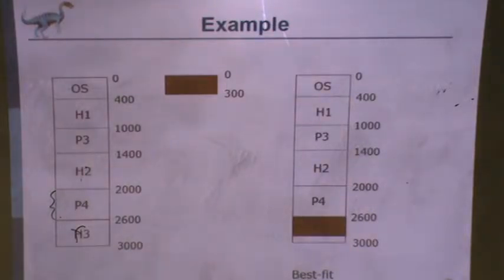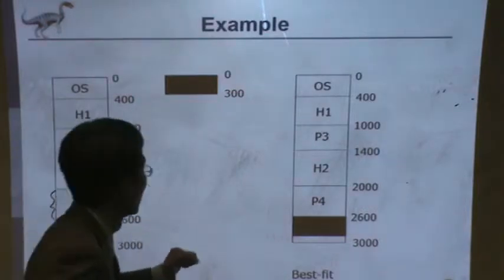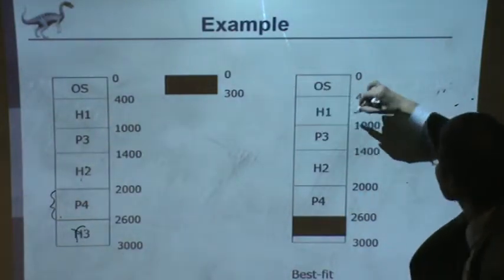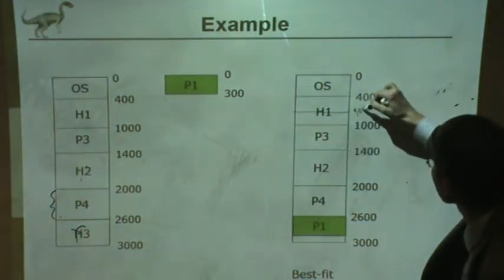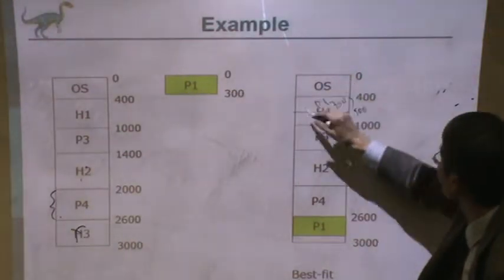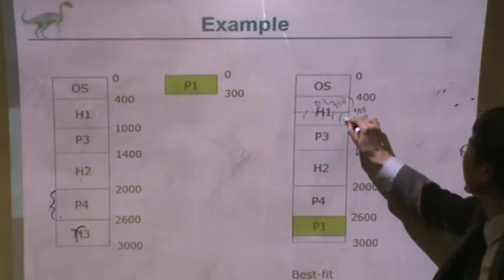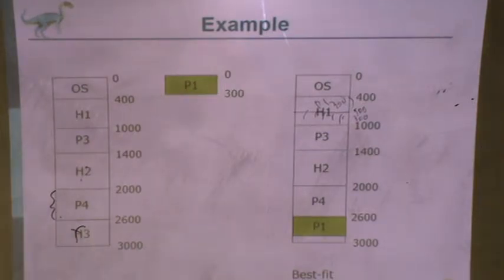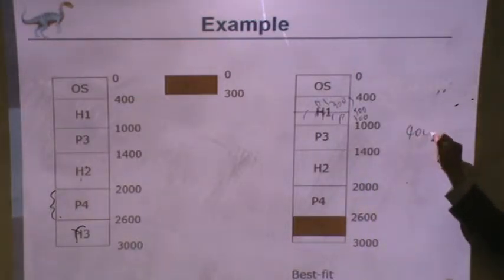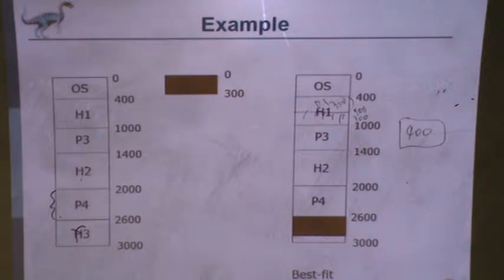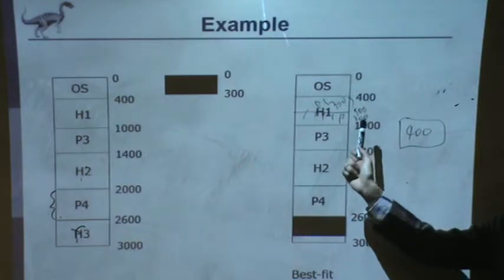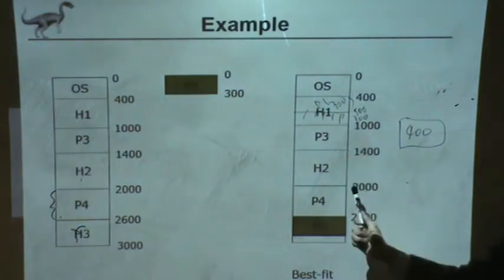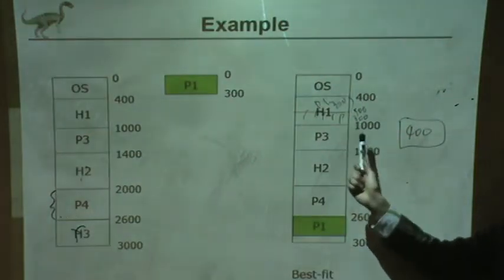Okay? The best fit means when you allocate this one, if you use this H1, it's 300. So this will be 700. It's 300 for P1. This part will be 300, the free chunk is 300. Next time, if we have a process of size 400, we cannot allocate. We cannot use this part. Even though the total free space is bigger than this, we cannot use this one.